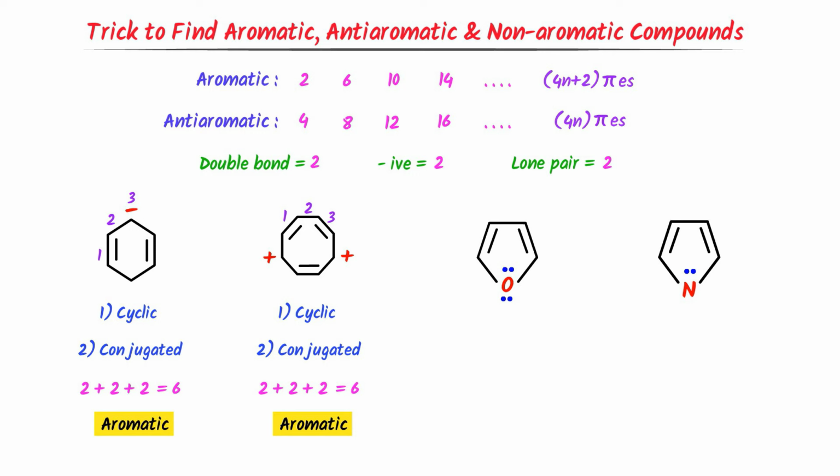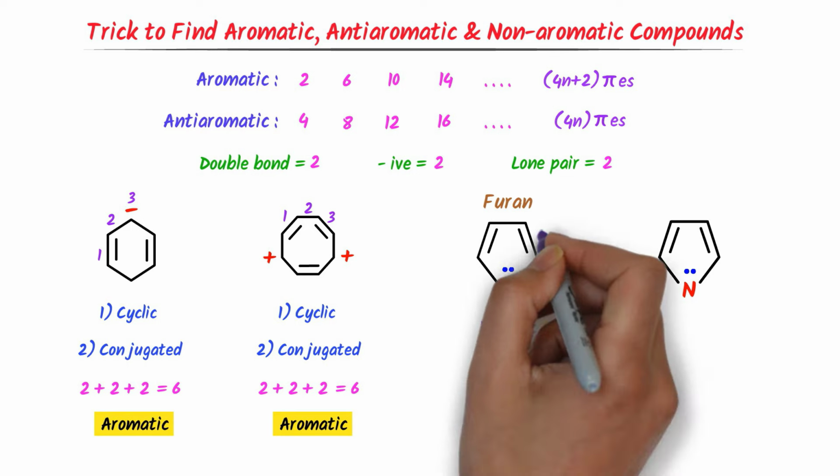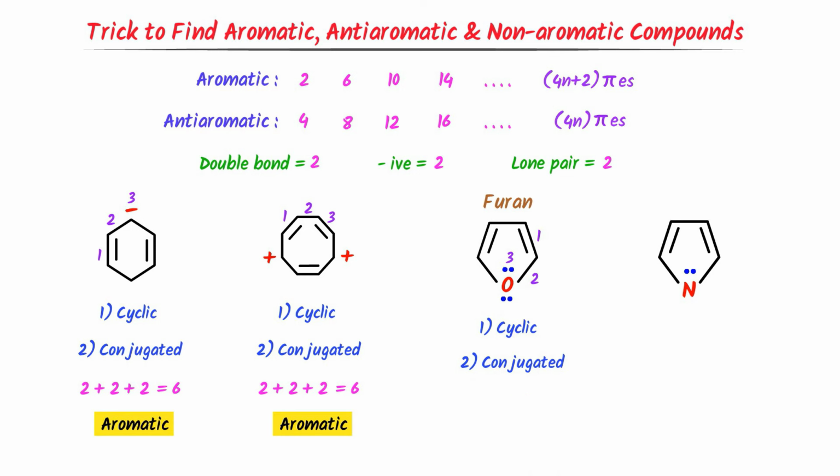In case of this organic compound, remember that this organic compound is known as furan. It is cyclic and it is conjugated. We can see that this organic compound contains 2 lone pairs of electrons. This lone pair of electrons is outside the ring, so we do not consider it. This lone pair of electrons is inside the ring, so we consider this lone pair of electrons. So it is also a conjugated organic compound. Now there are 2 double bonds. I write 2 plus 2. For this lone pair of electrons, I have to write 2. Now 2 plus 2 plus 2 is equal to 6 electrons.